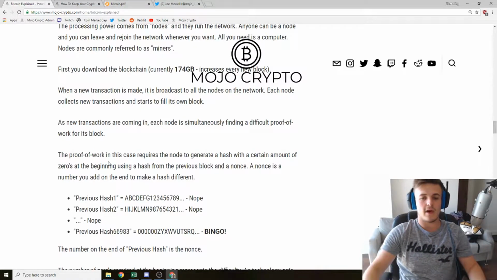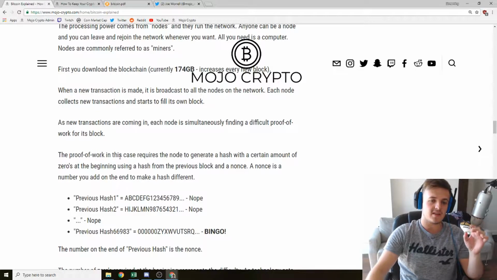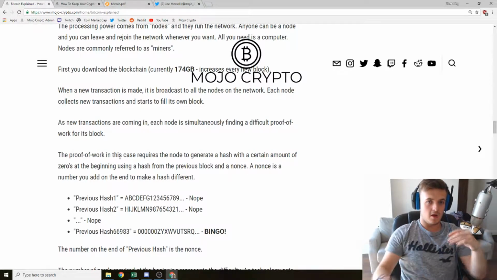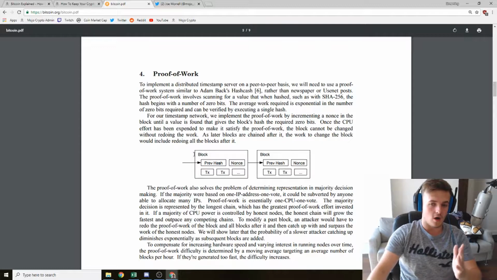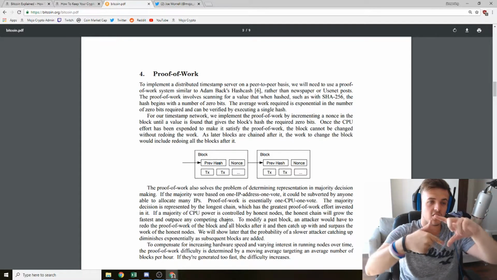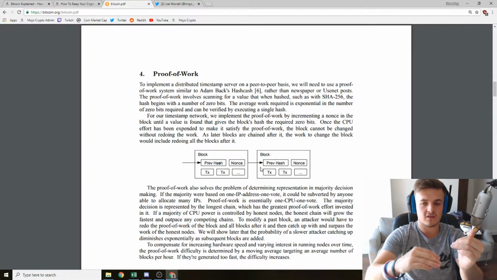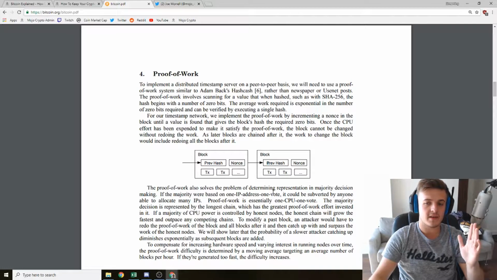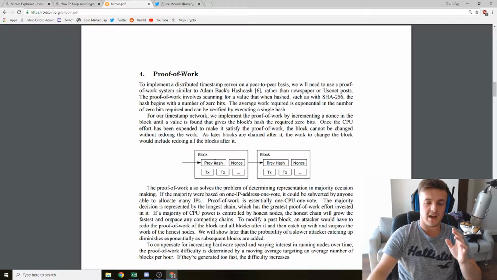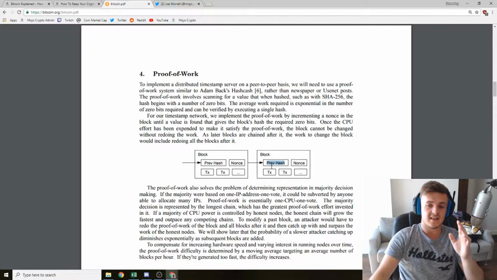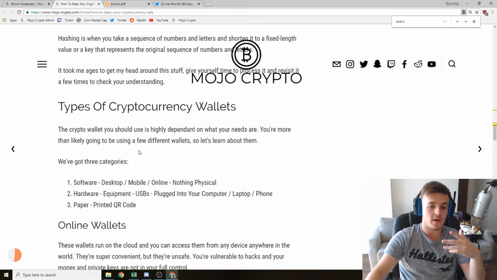So the proof of work in this case requires the node to generate a hash with a certain amount of zeros. So like we said before, using the previous hash, so the block before it. Let's say the block we've just done, this whole block, all the transactions inside this get hashed. They get turned into a string of numbers and letters. And then it goes on to the next block. So when you get this next block, the hash from this block, so all of this gets hashed, this gets added, and this is used to solve the proof of work. So you're hashing the hash of all of this. All of this gets hashed, and then you use that hash to hash it again to make a hash that comes out with zeros at the beginning.